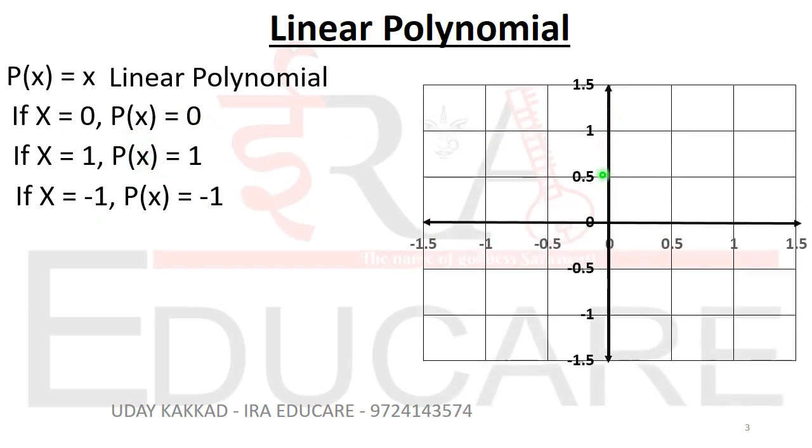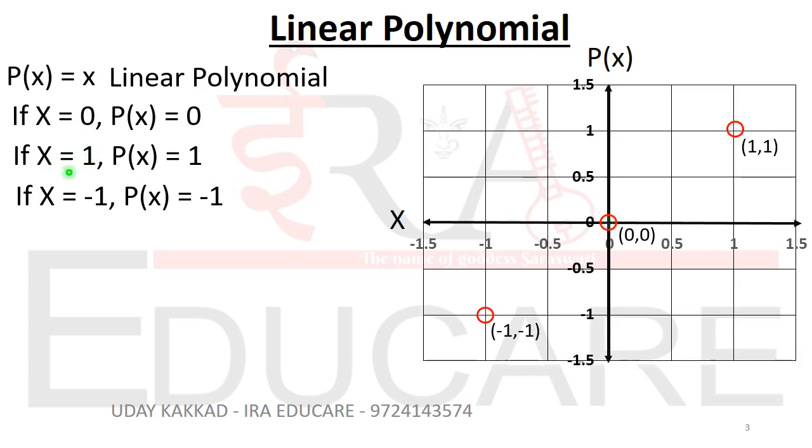So this is your x-axis and this is your y-axis. Here we took the x-axis as usual, but the y-axis represents p of x. So now if x is 0, then p of x is 0. So the first point is here.